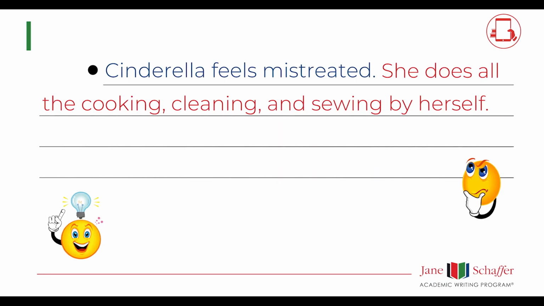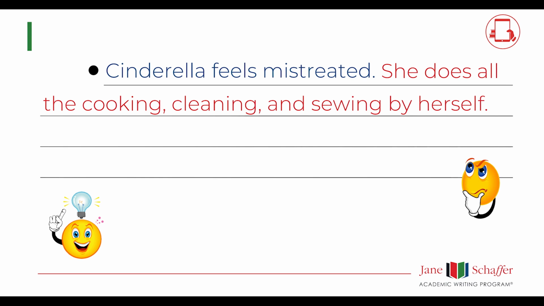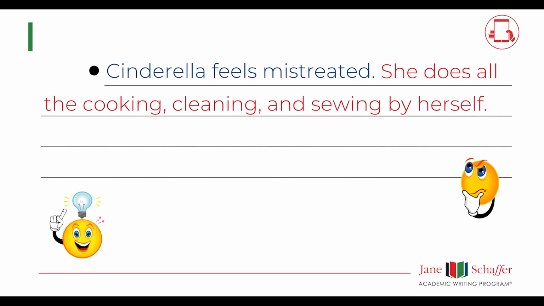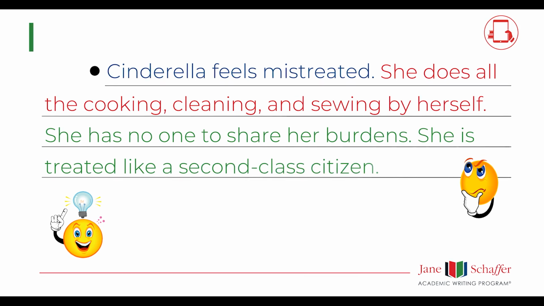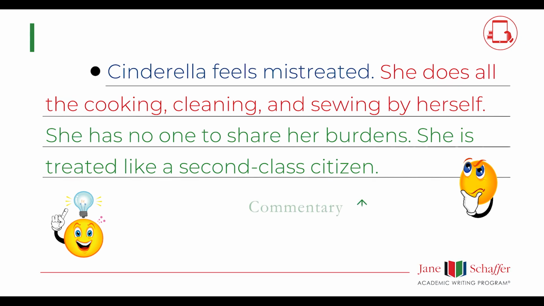From those questions about the CD come the following answers. On your JSWP paragraph form, please write them with your green pen. She has no one to share her burdens. She is treated like a second-class citizen. These sentences are commentary sentences, abbreviated as CM.